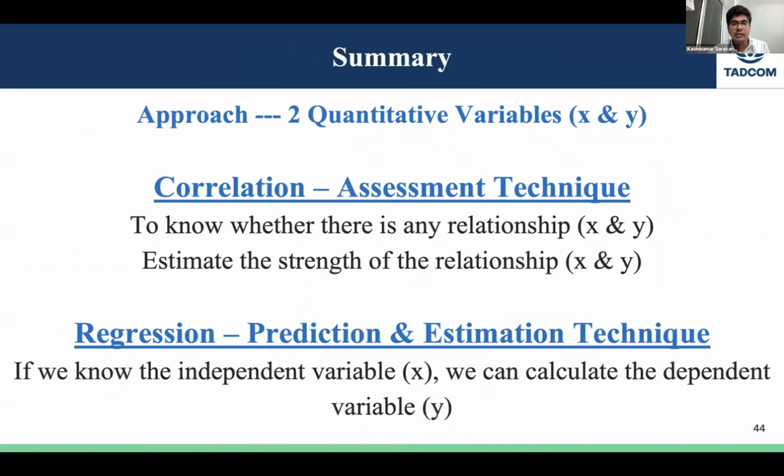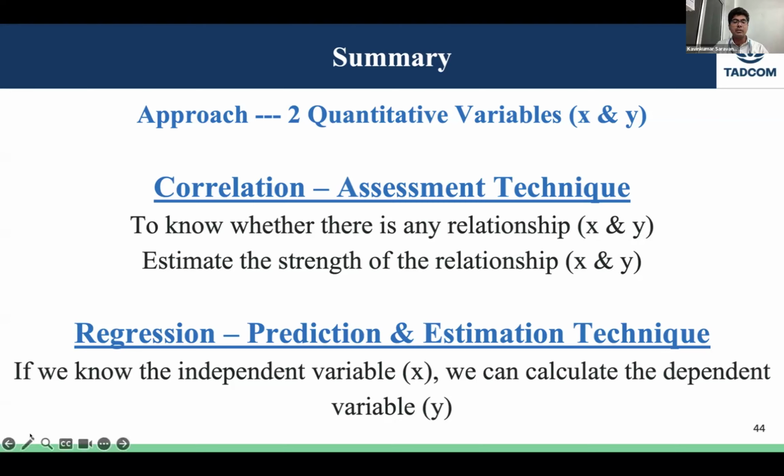So with this, I summarize today's understanding about the two quantitative variables. Just remember this single slide. If you are given any two quantitative variables and you want to know whether there is any relationship, or estimate the strength of the relationship, use only correlation. Correlation is simply an assessment technique. It is not an estimate. Next, if you want to do more than this, and estimate the y outcome variable based on the x or independent variable, then use regression, which is a prediction and estimation technique.